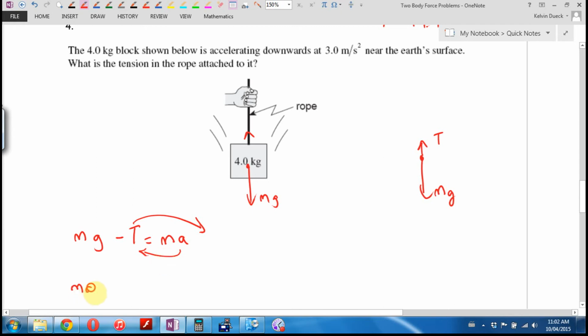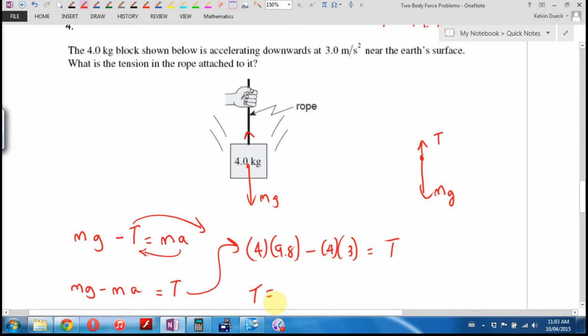It's going to be MG minus MA equals tension. It's going to be M times 9.8 minus M times 3 equals tension.